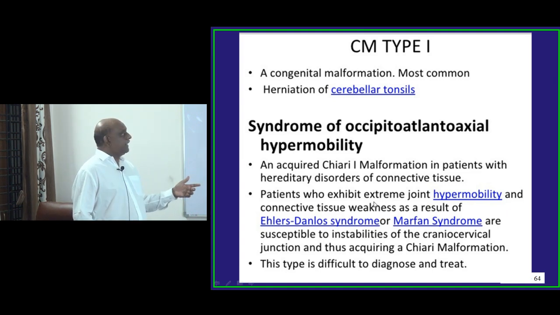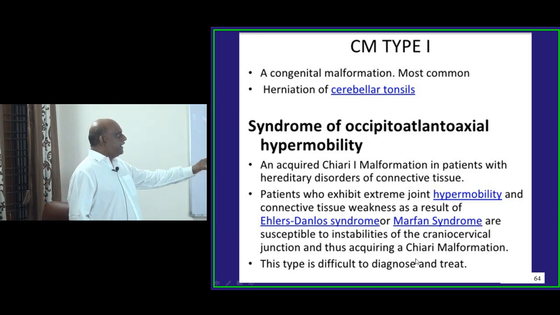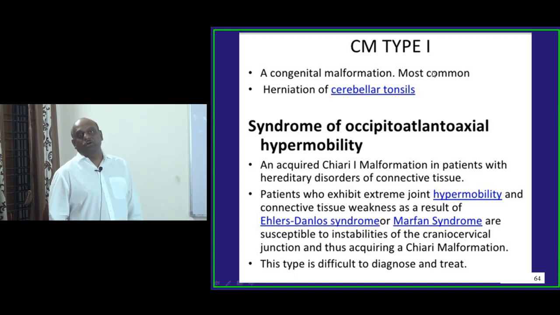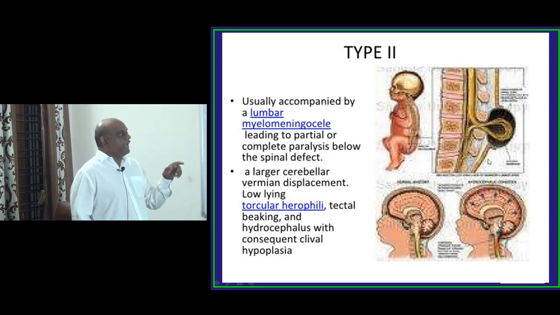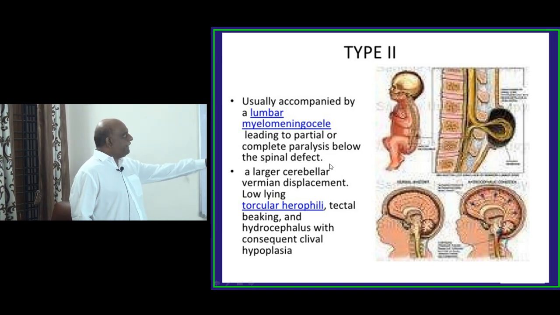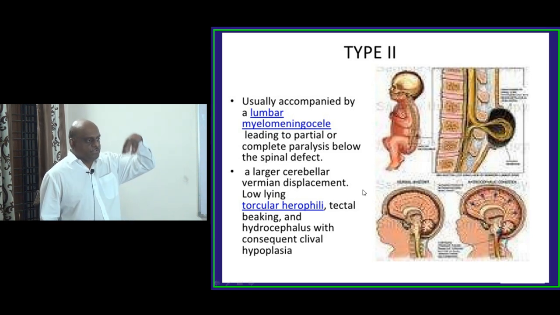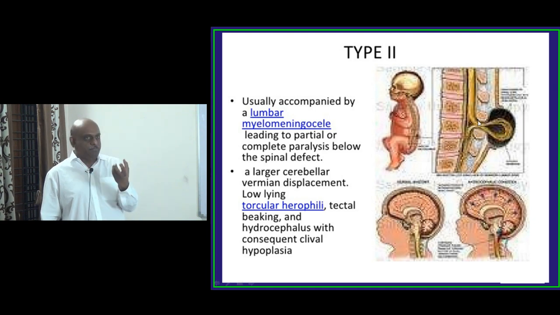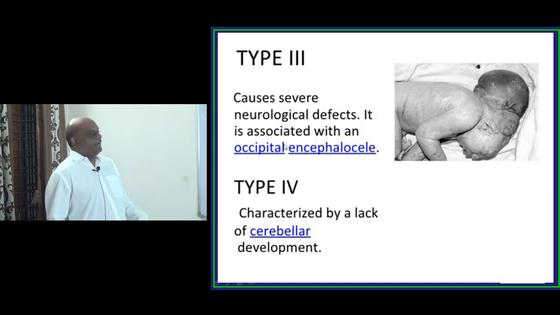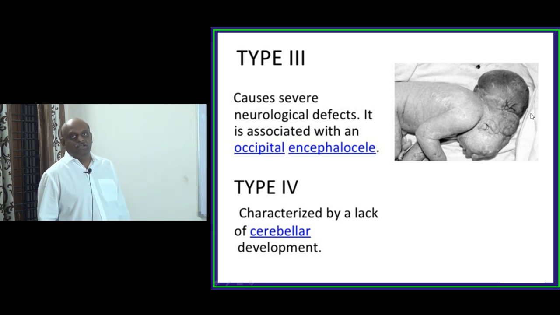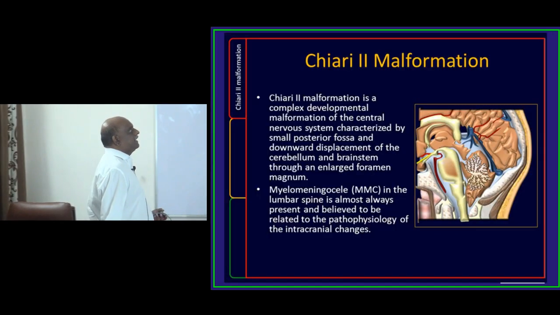Those who have extreme joint hypermobility, like Ehlers-Danlos and Marfan's, will have craniocervical junction instability that leads to development of Ernold-Chiari type 1. What about type 2? They also have a lumbar myelomeningocele that typically leads to paralysis, and the cerebellum and cerebellar vermis become significantly displaced into the spinal canal, which leads to hydrocephalus, etc. In type 3, they also have an occipital encephalocele along with that. In type 4, complete cerebellar development will be lacking. This is the typical combination you need to remember.